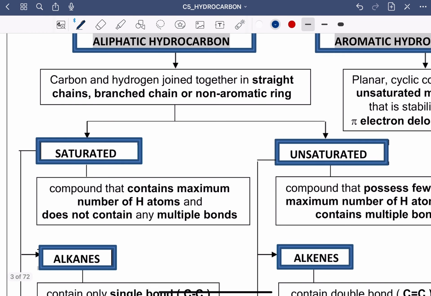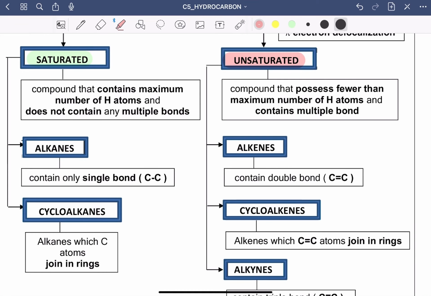In aliphatic hydrocarbon, we can divide it into two types, which is saturated and unsaturated. I guess this one you understand. To make it easy, unsaturated is something with multiple bonds, and saturated is something that only contains single bonds, no multiple bonds. We know multiple bonds like double bond, triple bond, but for single bond, only this.